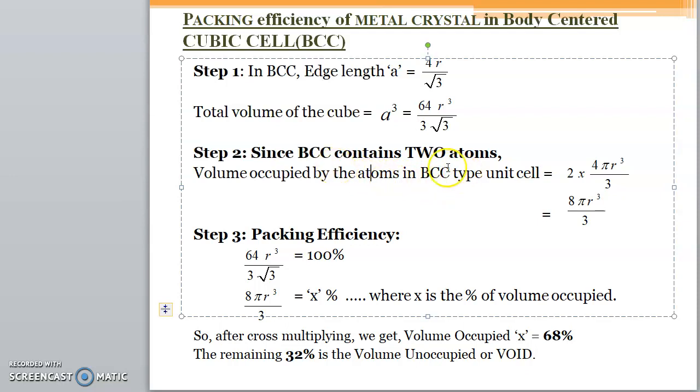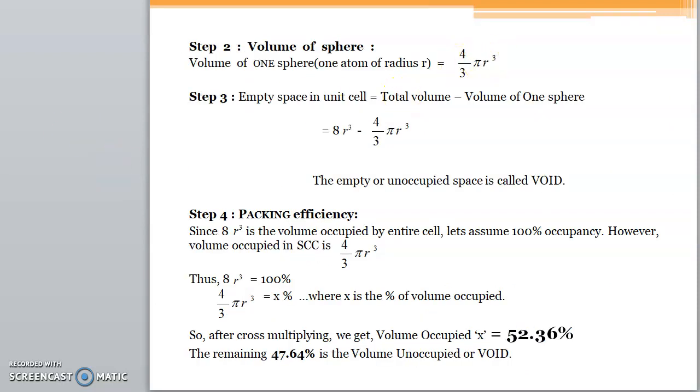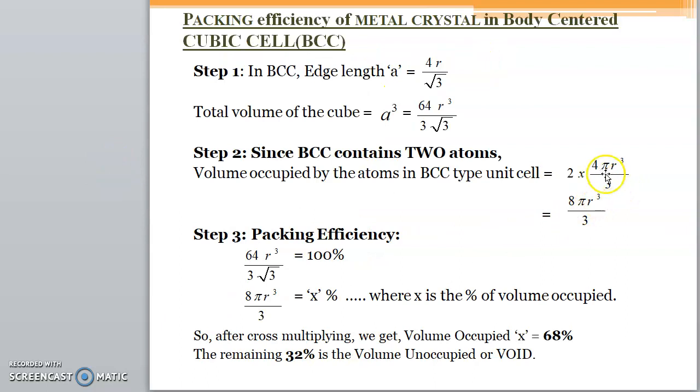So the volume occupied by the atoms in BCC type unit cell is equal to 2, because there are two atoms, 2 into 4 pi r cube upon 3. Now where has this 4 pi r cube upon 3 come from? It's the volume of the sphere, which we also considered in this case, 4 upon 3 pi r cube. So the volume occupied by the atoms in BCC type unit cell is 8 pi r cube upon 3.